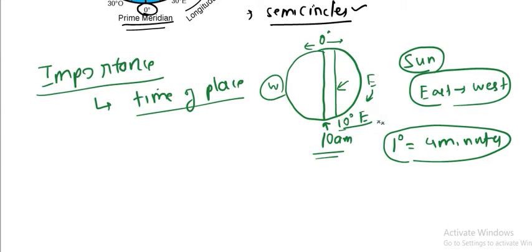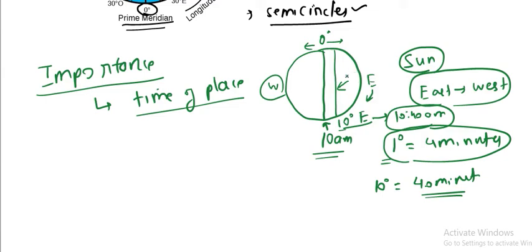Because 1 degree is equal to 4 minutes, 10 degree equals 40 minutes. So the time at 10 degree east is 10:40 a.m., right? So when we move towards the east to any longitude, the time will add, and when we move towards the west of any longitude, the time will subtract.